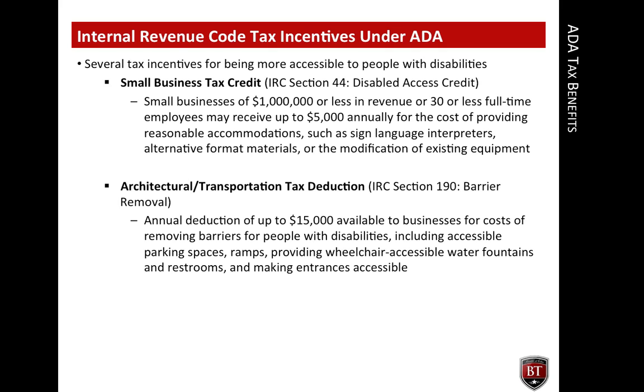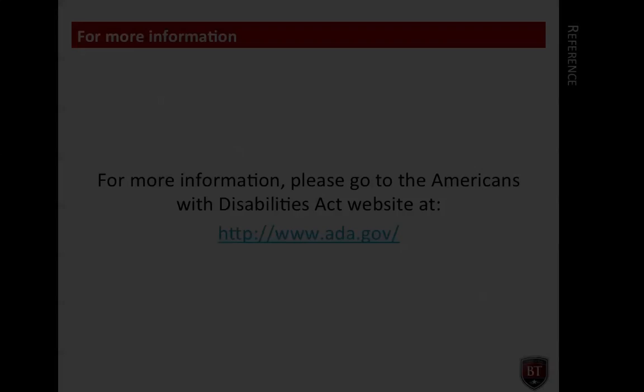sign language interpreters, readers, materials in an alternative format like Braille or large print, the purchase of adaptive equipment or modification of existing equipment, or the removal of architectural barriers. The Architectural or Transportation Tax Deduction allows an annual deduction of up to $15,000 made available to businesses of any size for the cost of removing barriers for people with disabilities, including providing accessible parking spaces, ramps, and curb cuts, providing wheelchair-accessible telephones, water fountains, and restrooms, and making walkways at least 48 inches wide and making entrances accessible.